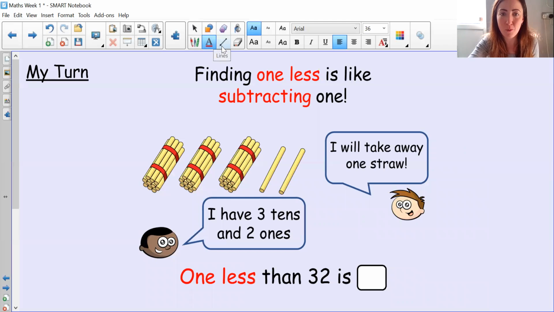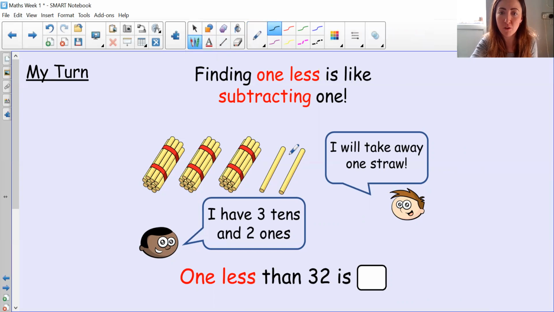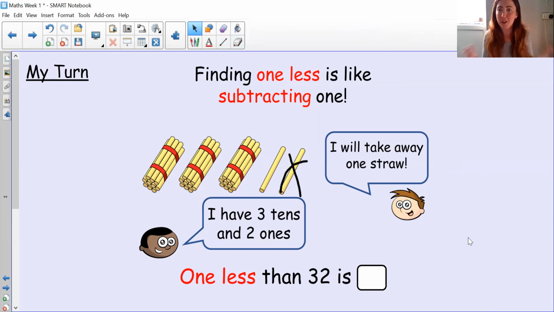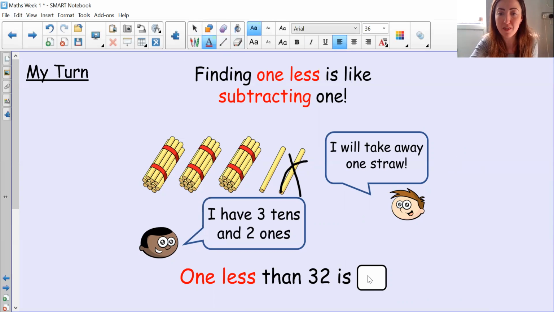So if I take 1 away, I could physically take it away, or if I can't do that, I could just cross 1 out. And that can also represent taking away. So how many straws are there now? There are 31. So 1 less than 32 is 31.